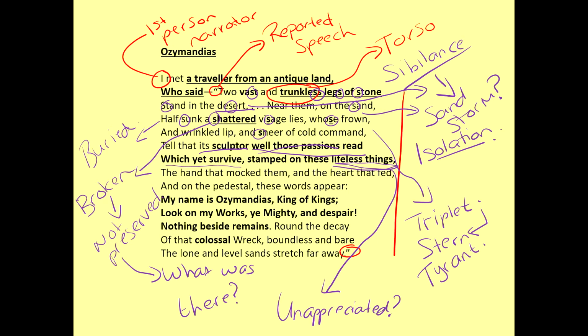So when you have a statue, you usually have a plaque or some engraving to tell you who it is of and what they were doing. Okay, so it says on the pedestal, "My name is Ozymandias, King of Kings. Look on my works, ye mighty, and despair."